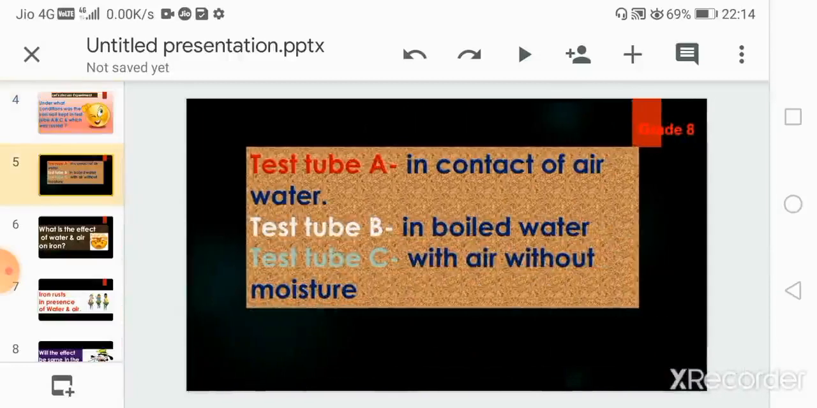Well, I hope you have got your answer. Students, in test tube A, the iron nail was kept in contact with both air and water. In test tube B, the iron nail was kept in boiled water, so there was no air present in the water. The layer of oil on top prevented air from reaching the nail. In test tube C, there was air but no moisture. The iron nail has rusted only in test tube A.